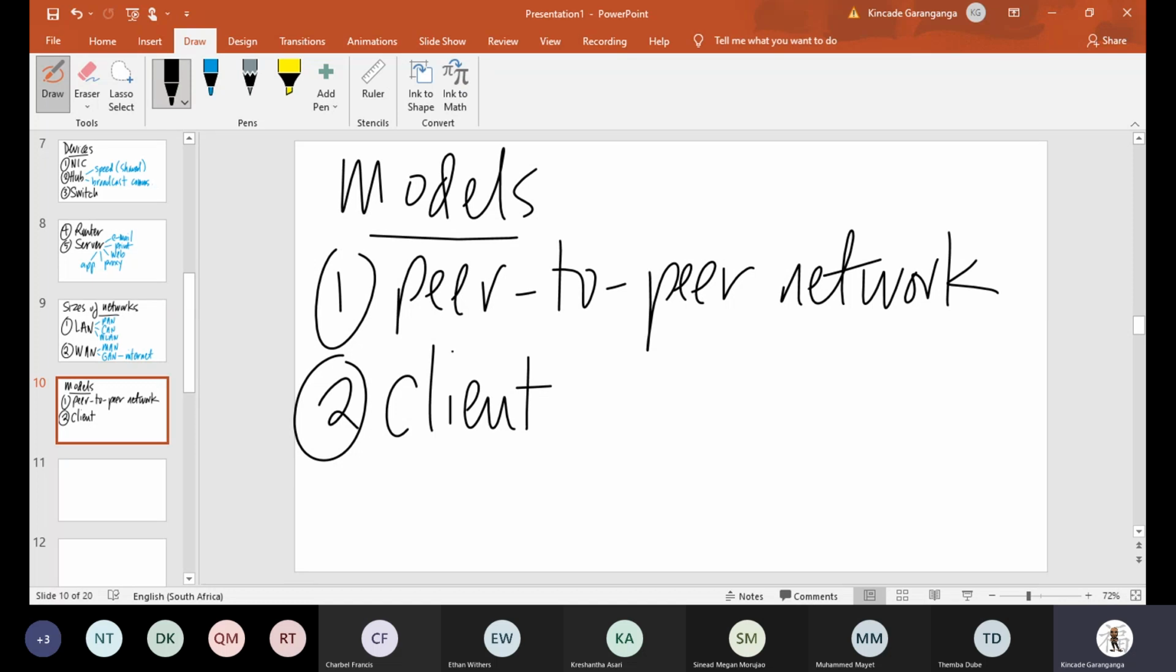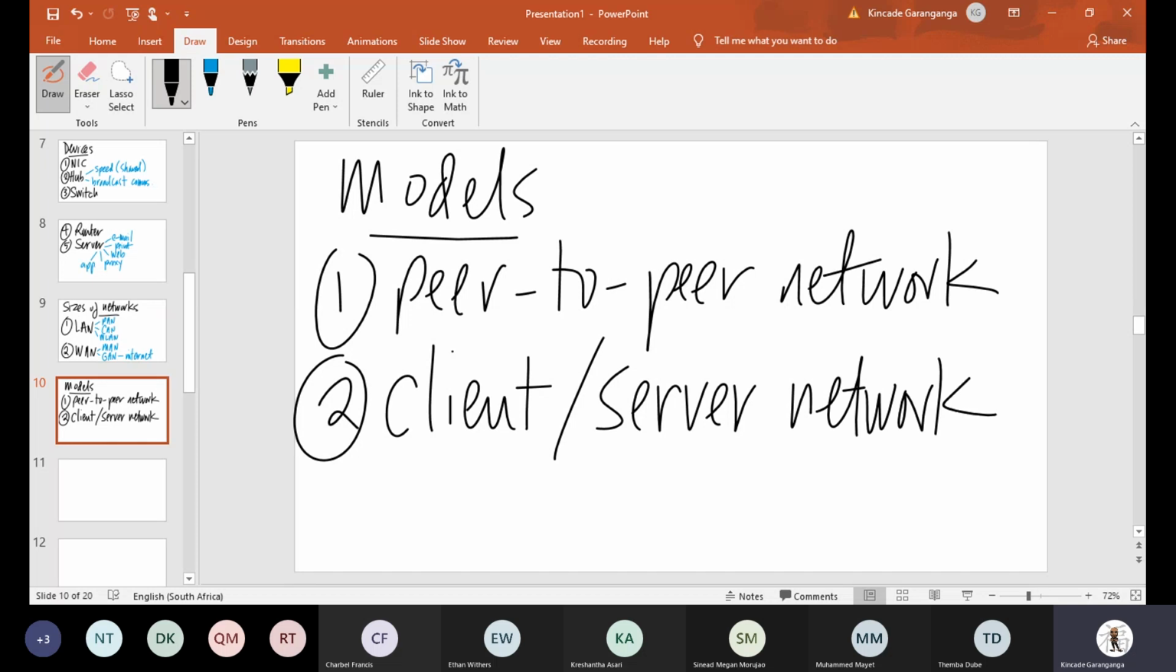Because all the machines within that environment are one and the same. But when you look at your client server network, like we've mentioned before, you've got distinct roles now. So you've got a specific client and a specific server in that environment. And what is the client?